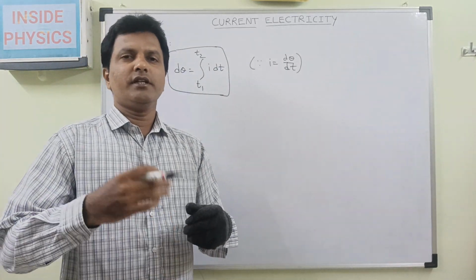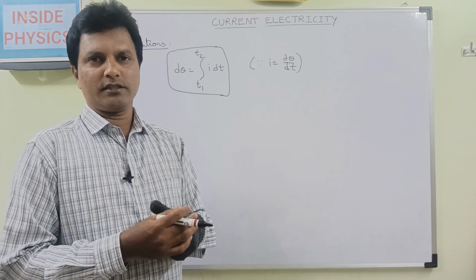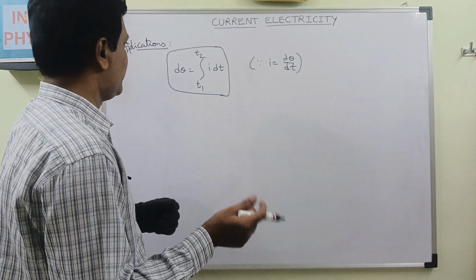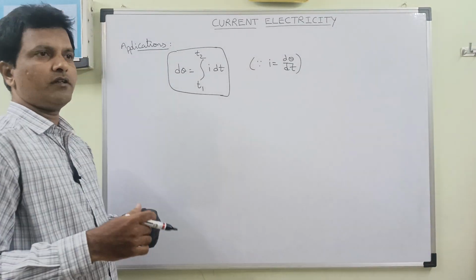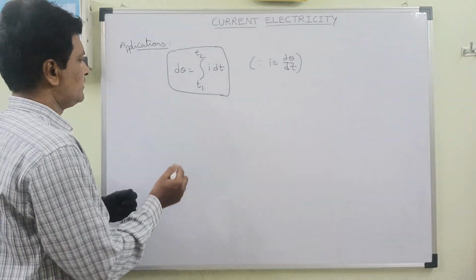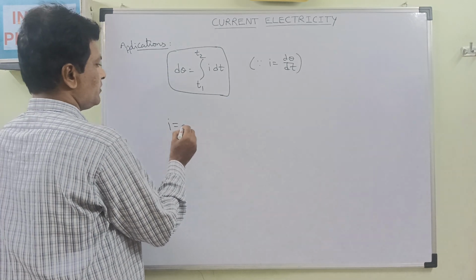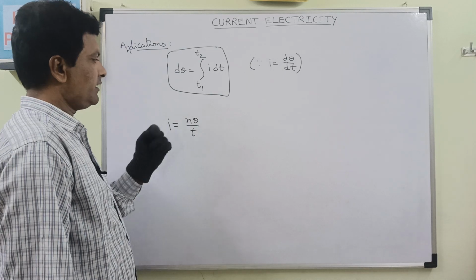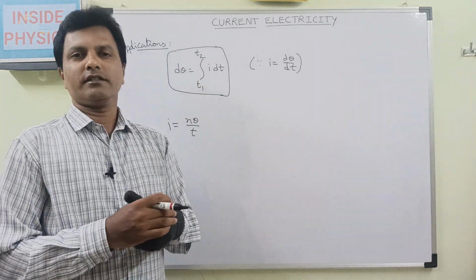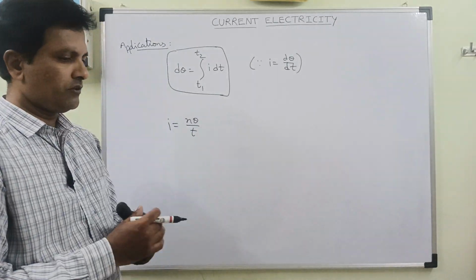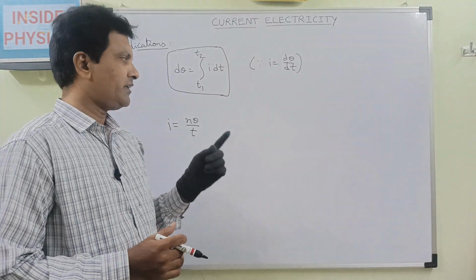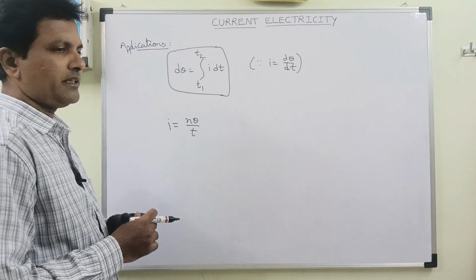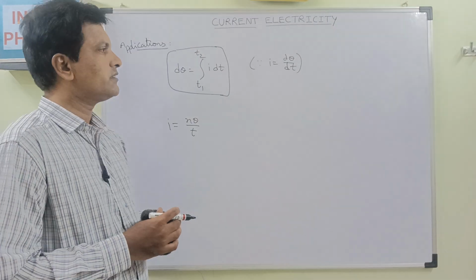And if there are a number of charge carriers, that means the number of charges is represented with n, then what will be the average current? I is equal to nq by t. N is the number of charge carriers or number of electrons that are carrying the charge per unit time. This is the average current in case of a number of charge carriers.